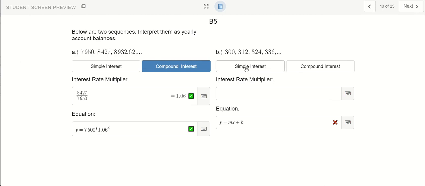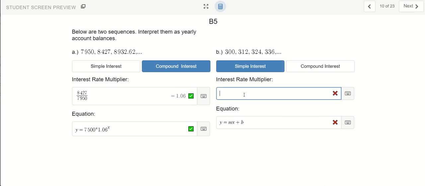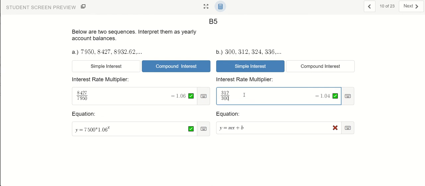Similarly over here, this is simple interest. I'm taking 312 divided by 300. So I'm earning about 4% interest each year. And since it's simple interest, I'm only adding that same amount. Again, I'm not starting at 300. The one right before it would be 288.